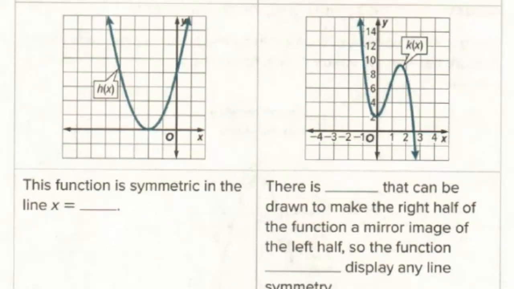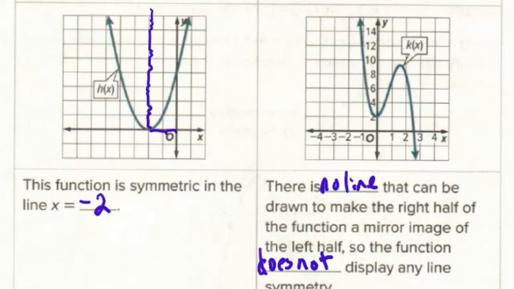The other two, we have a parabola again. It says the function is symmetric in the line of x equals. Draw a line right here. And that looks to be -2. So x equals -2. And the one on the right, that is another cubic. There is no line that can be drawn to make the right half of the function a mirror image of the left half. So the function does not display any line symmetry.